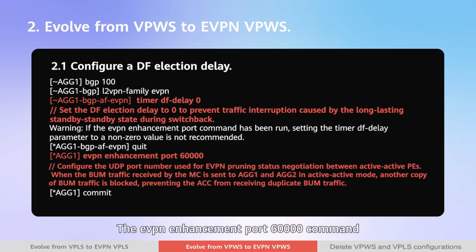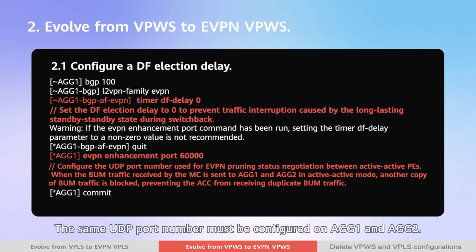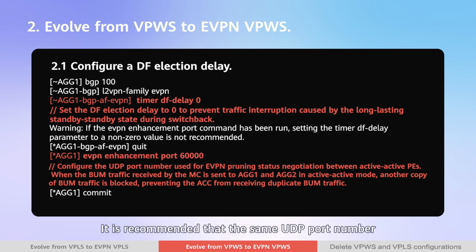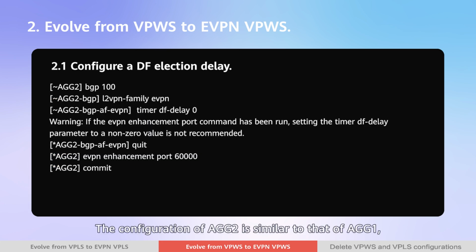The EVPN enhancement port 60000 command is used to prevent ACCs from receiving duplicate BUM traffic after the backup DF recovers in a dual homing scenario. The same UDP port number must be configured on AGG1 and AGG2. It is recommended that the same UDP port number be applied on the entire network. The configuration of AGG2 is similar to that of AGG1, so we'll omit it here.